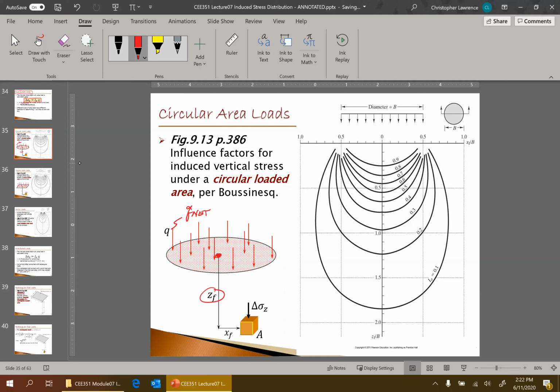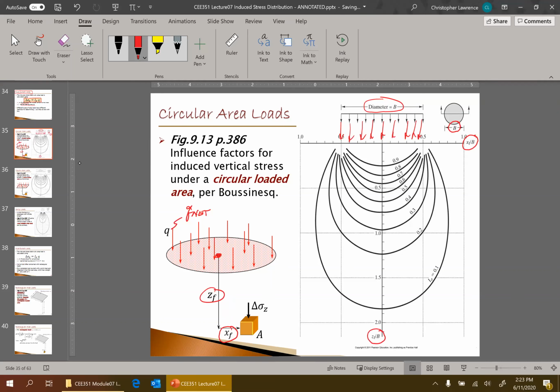So we have this load that's distributed into a circular area, and it is applied at some point in the soil, and we have a depth below the load, ZF, and a lateral distance XF, the lateral distance away from the center line. B is the diameter of the circular load. So this circular load is applied at some point like this. And we have this ratio of X over B and Z over B.